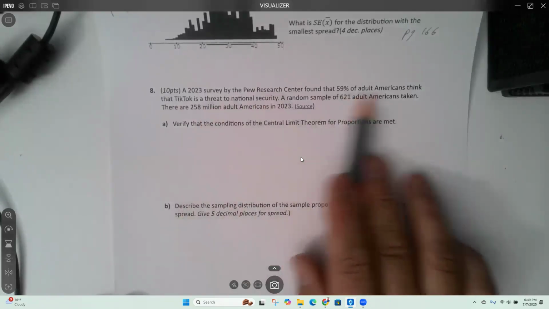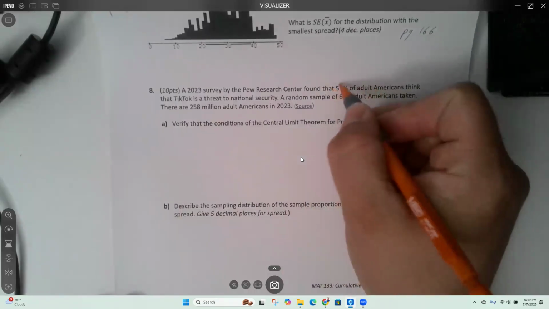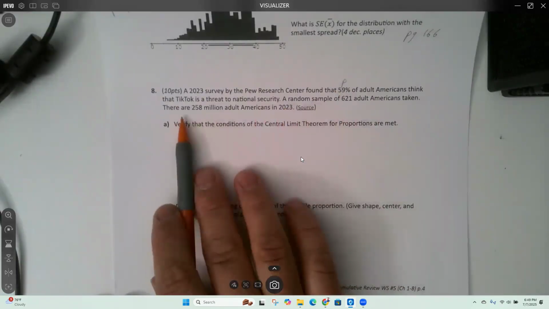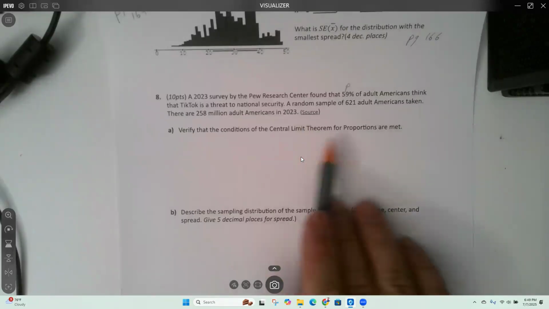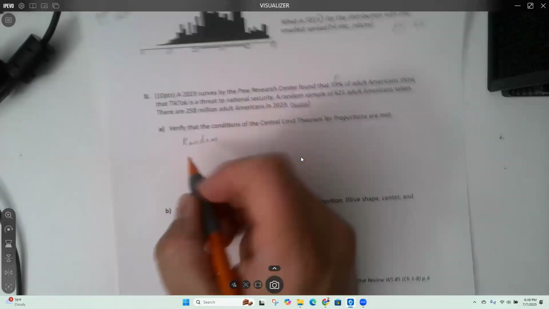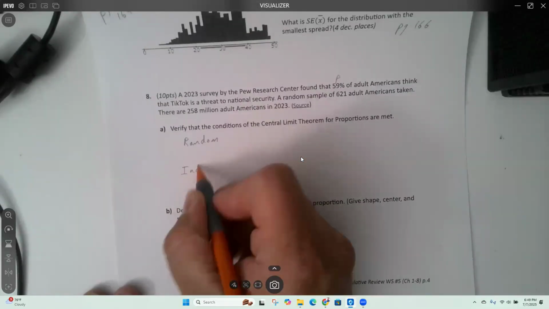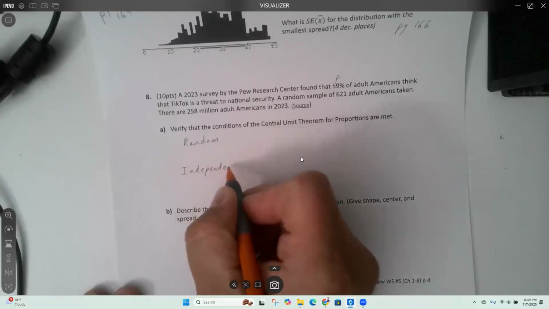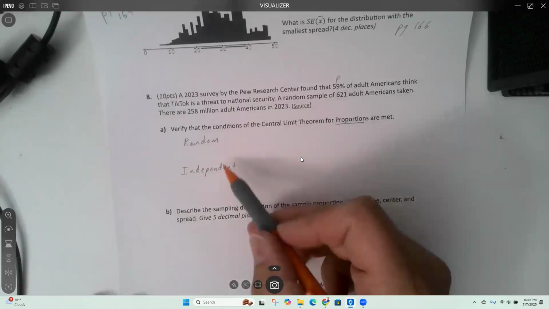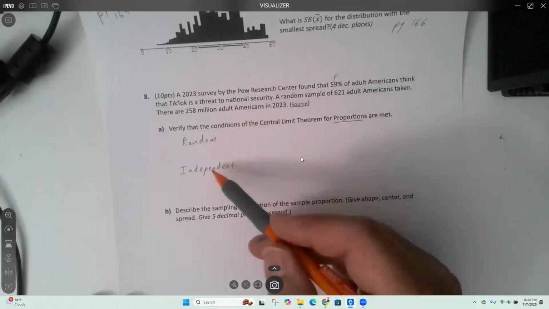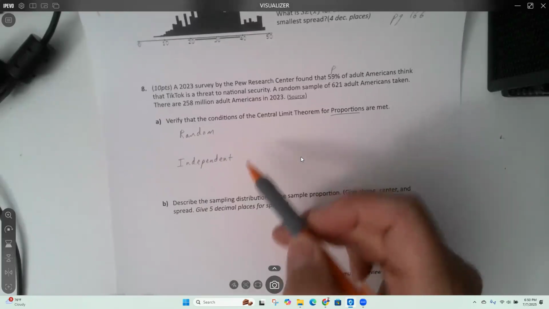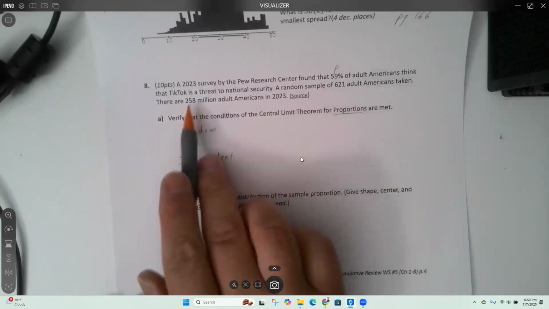A survey found that 59% think that TikTok is a threat to national security. When we see 59%, that's our p-value, right? Random sample. Verify that the central limit theorem for proportions is met. So there were three conditions. It had to be random, and it had to be independent. Those two are going to be the same whether you're using the central limit theorem for proportions or means. Basically, is it random? Is the word random somewhere in there? Independent, meaning it's not too big, so it's less than 5% of the entire population.